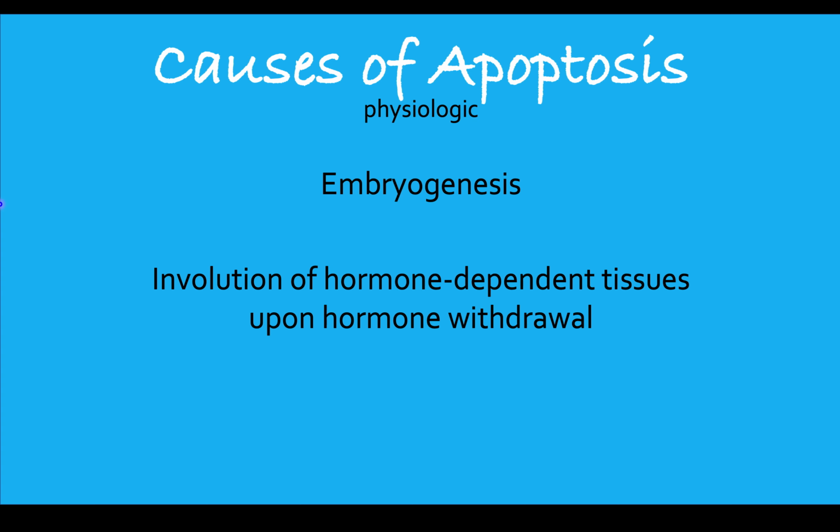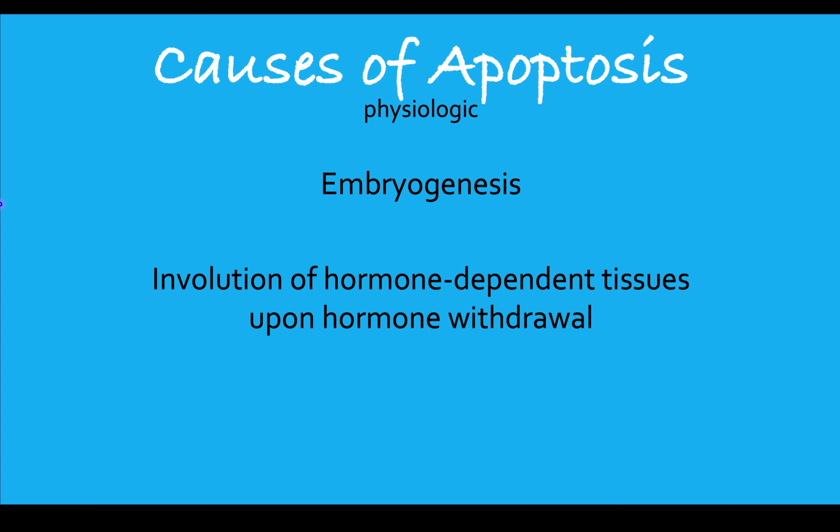Another example from female would be a breast that is no longer lactating. So during pregnancy, the breasts are going to get bigger. We talked about that in the cell adaptation lecture. And then after the woman is no longer breastfeeding, a lot of the cells are going to undergo apoptosis so that the breast can go back to quote unquote normal.